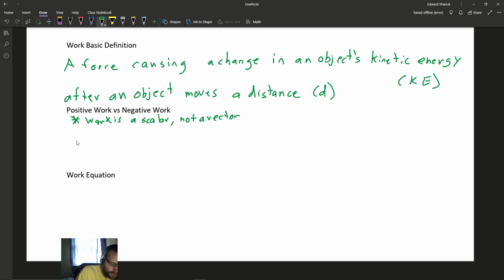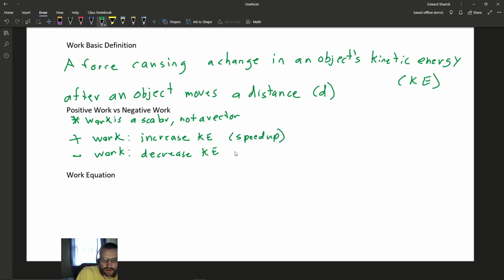But we can have positive and negative work. So positive work versus negative work. Positive work means that we will increase the kinetic energy. And negative work means we will decrease the kinetic energy. When we have an increase in kinetic energy, this means that the object will speed up. Velocity will increase in magnitude. And when we decrease, this means that the object will slow down.